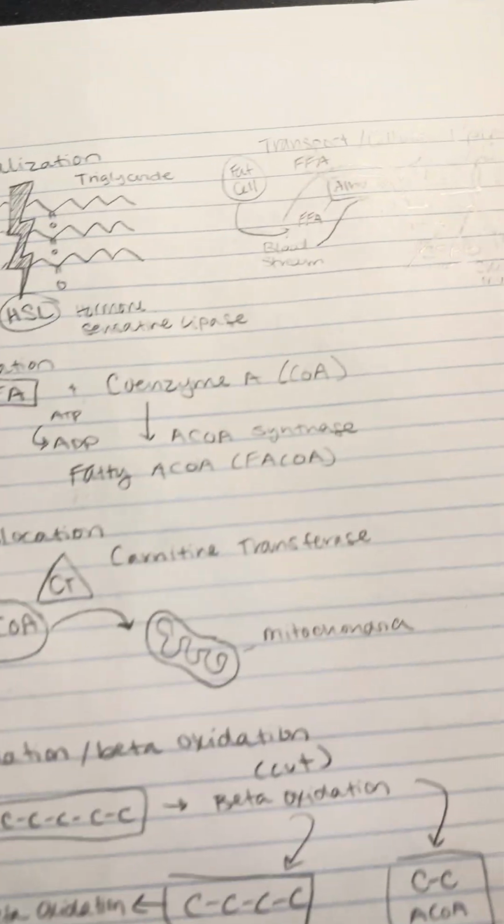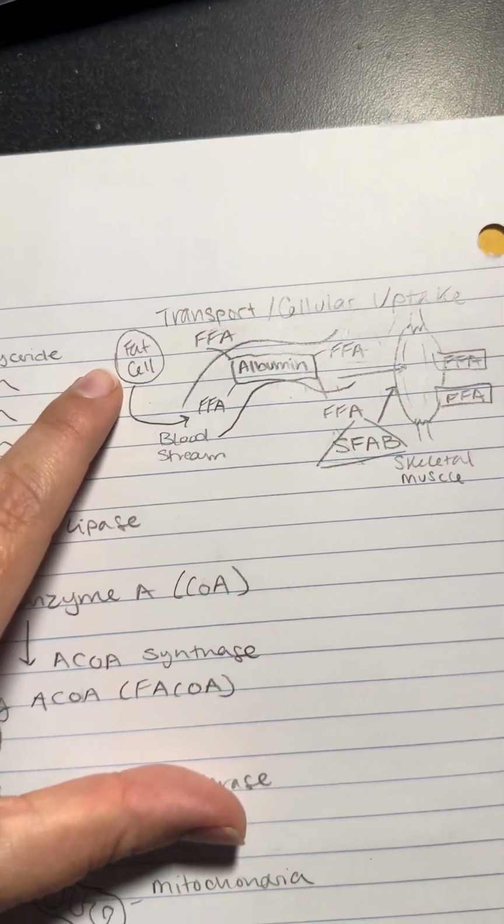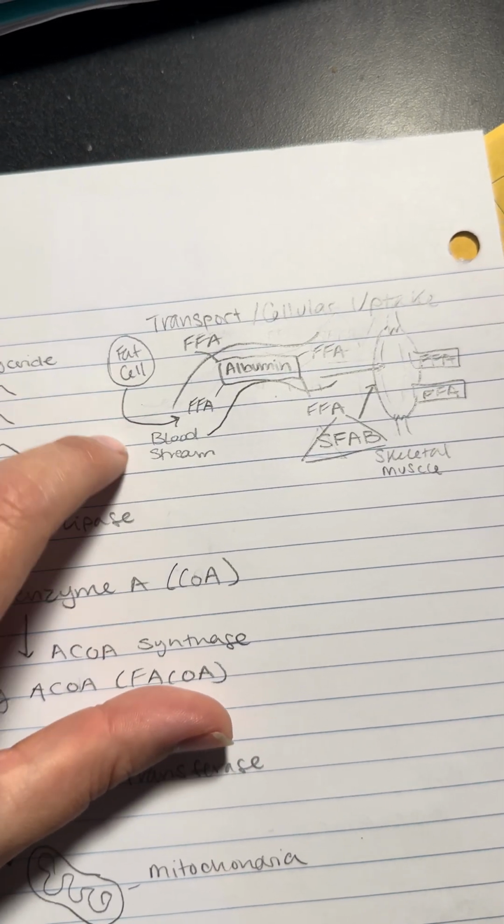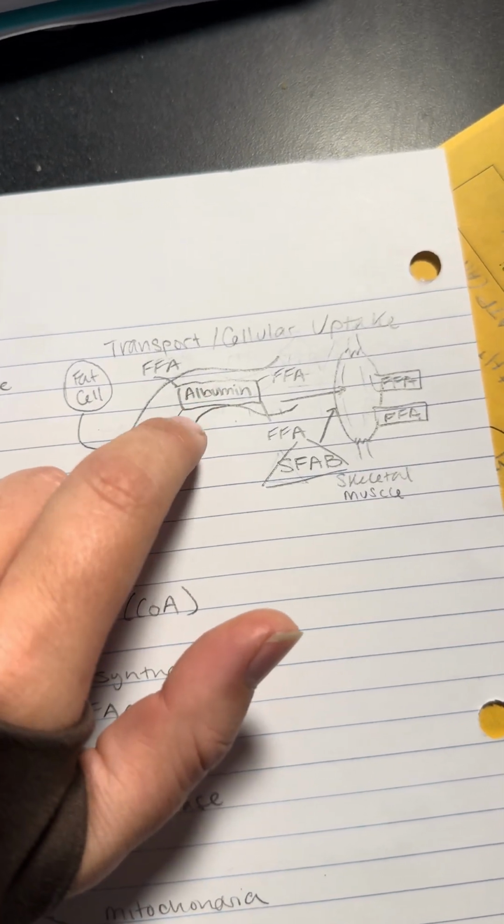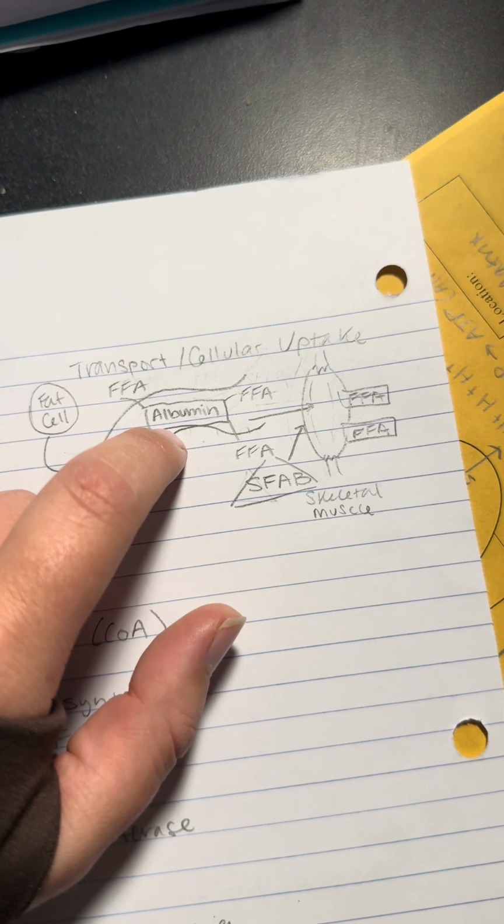And the transport, cellular uptake, is where the fatty acids can't travel through the bloodstream alone and need to have albumin to carry them. And albumin can carry up to 7 free fatty acids at a time. As you can see here, our fatty acid, as it was being broken down, is now in the bloodstream attached to our albumin, which is the protein that's transporting them.